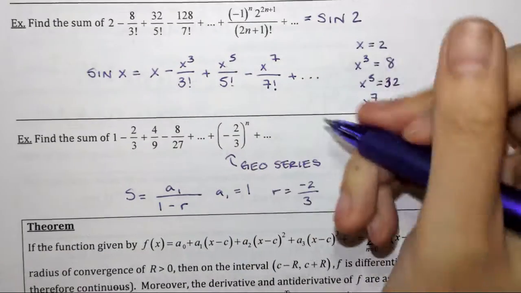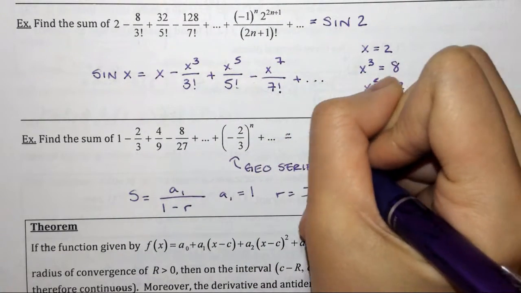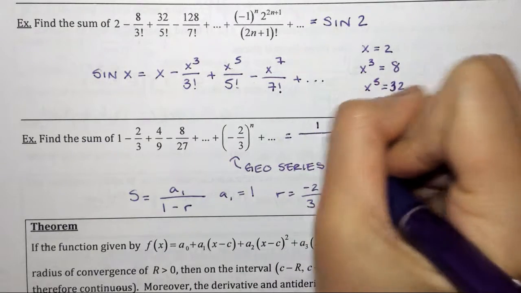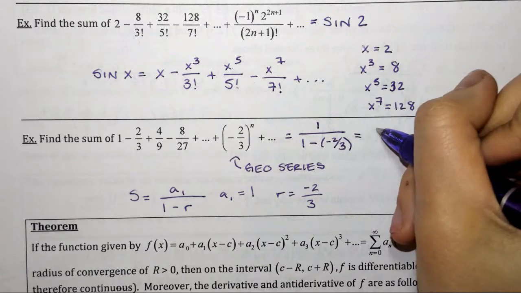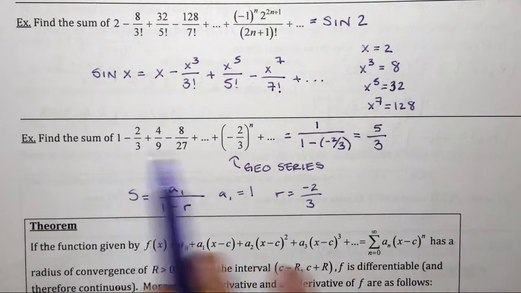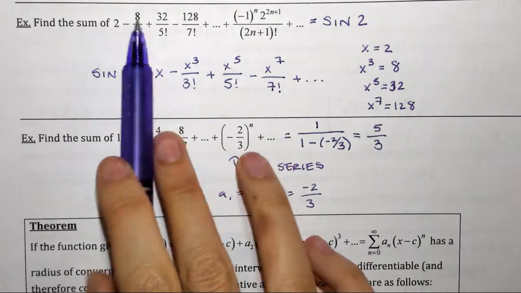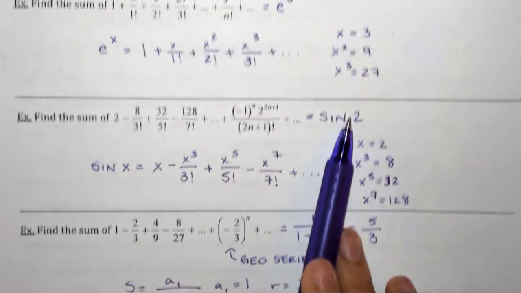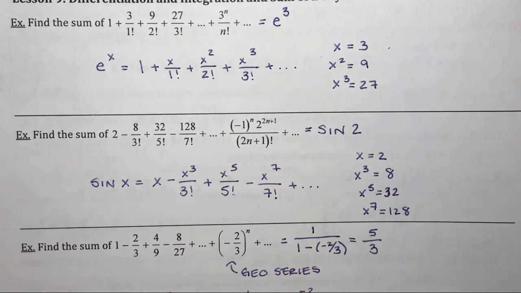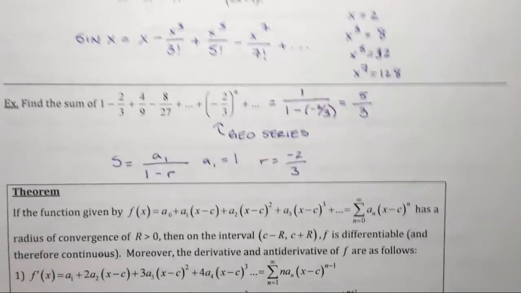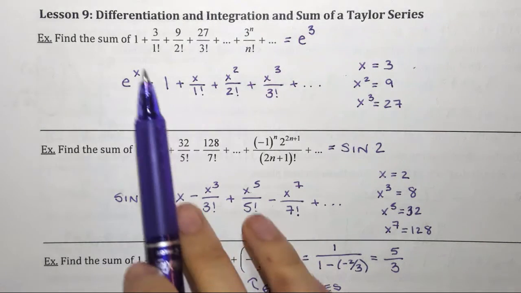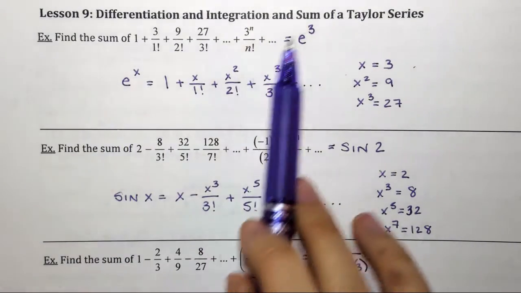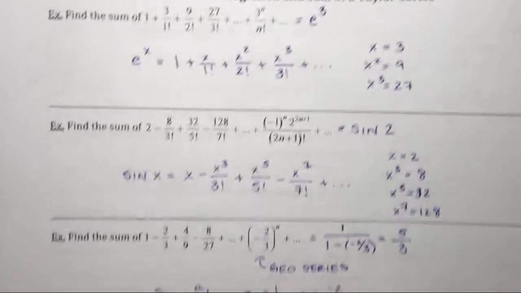So the sum of this series should equal 1 over 1 minus negative 2/3, which is equal to 5/3. So the sum of this series equals 5/3. The sum of this series equals sine of 2, and the sum of this series equals e cubed. Okay, small little recap, just nothing really to do with differentiation and integration. It's just, hey, you can plug in a number for x and find what this series will be equal to for those three.